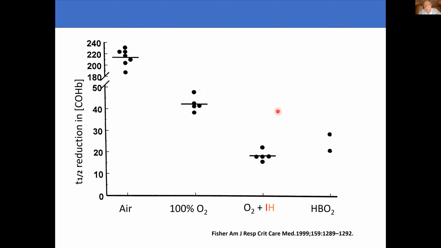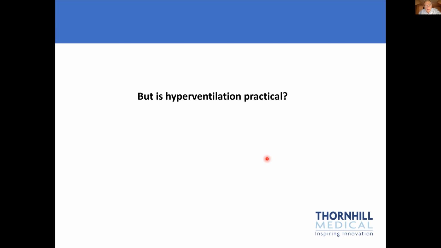And indeed, in the series of dogs, this is the half-time of elimination now on this axis. So half-time of elimination on room air, on oxygen, quite a bit better. Notice the break in the axis here. But IH is much better. And the hyperbaric oxygen was in the same ballpark as the IH.